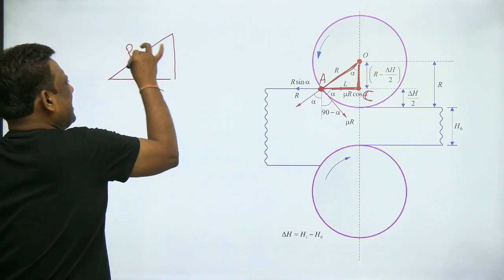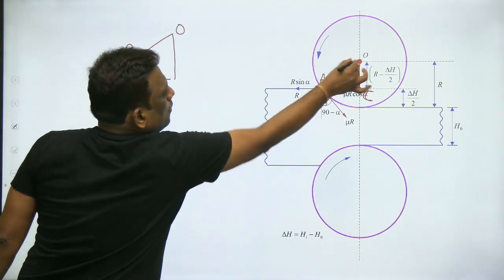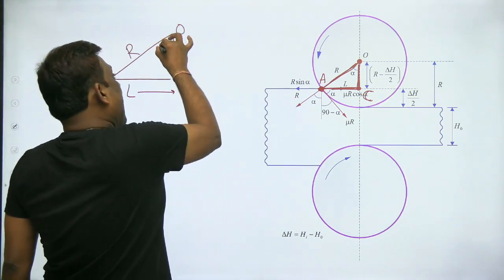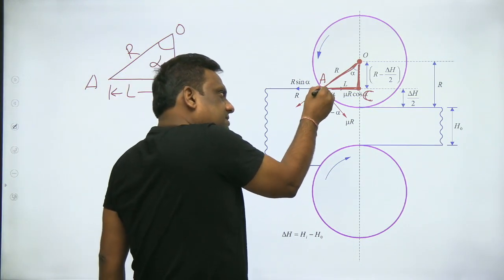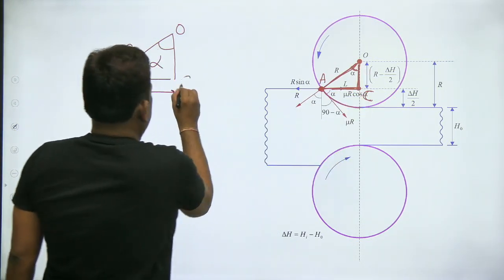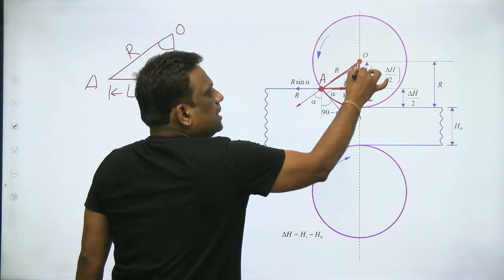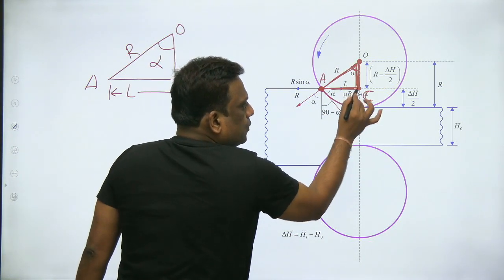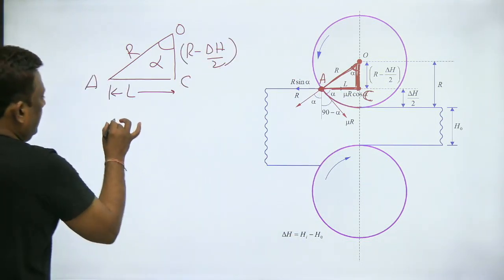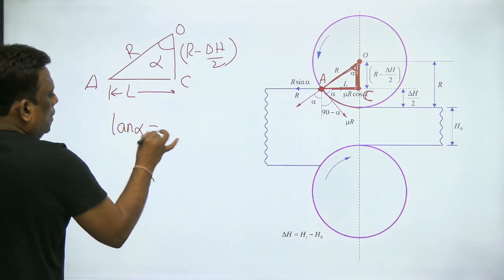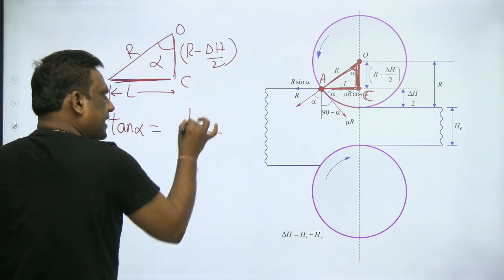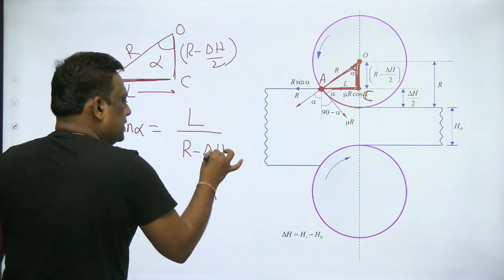So it is plain mathematics: radius of the roll, and this is point O. This is A, and this is contact length L, and this is the angle of bite. Look, from here to here, this angle is known as the angle of bite, and this is my C. Already you know this length: the total is the radius, half is delta h by 2, and this is r minus delta h by 2. Okay, let's take tan alpha. You know what tan alpha is? Opposite by adjacent, that is contact length L by r minus delta h by 2.